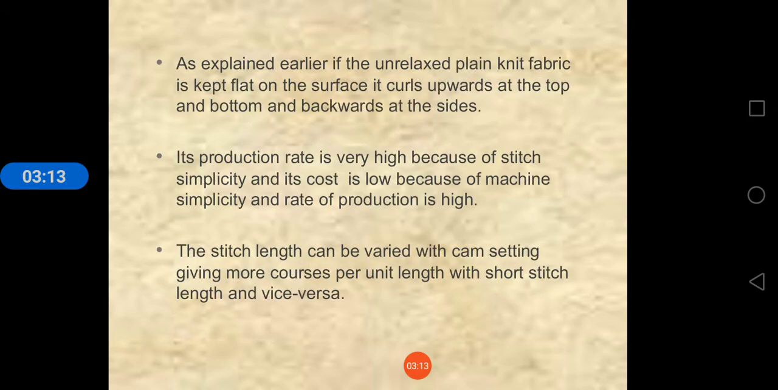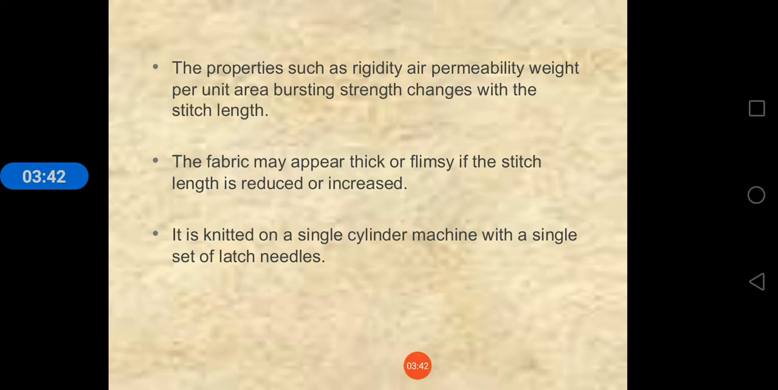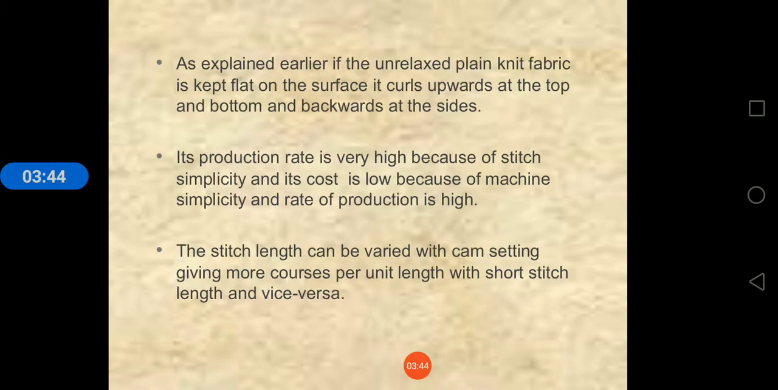As explained earlier, unrelaxed plain knit fabric kept flat on a surface curls upwards at the top and bottom and backwards at the sides. Its production rate is very high because of stitch simplicity, and its cost is low because of machine simplicity and the high rate of production. The stitch length can be varied with the cam setting, giving more courses per unit length with short stitch length and vice versa.